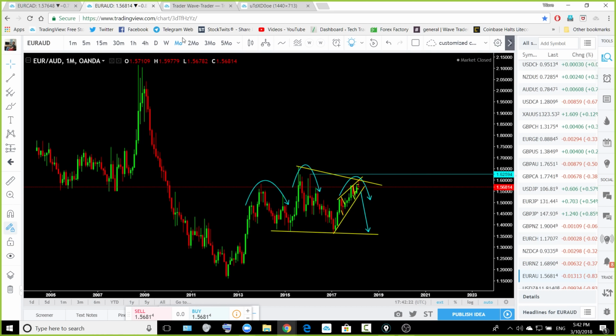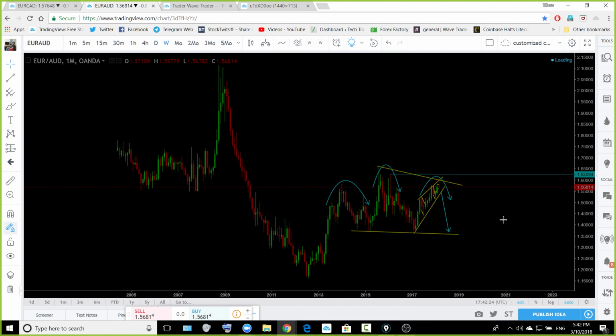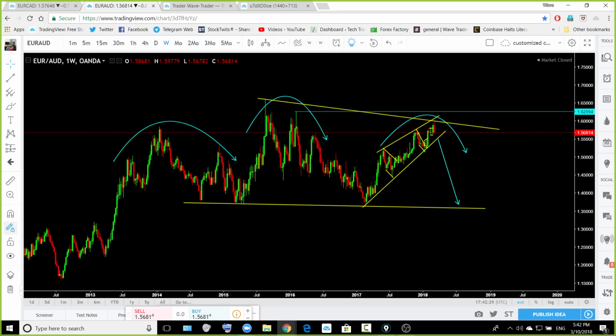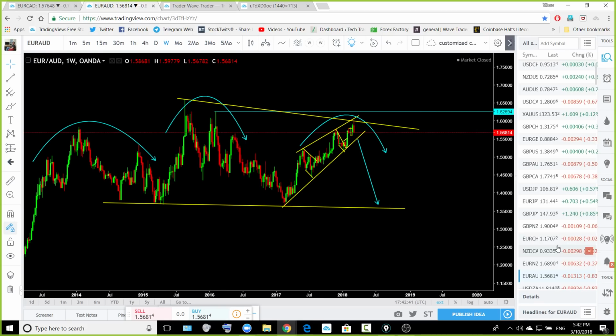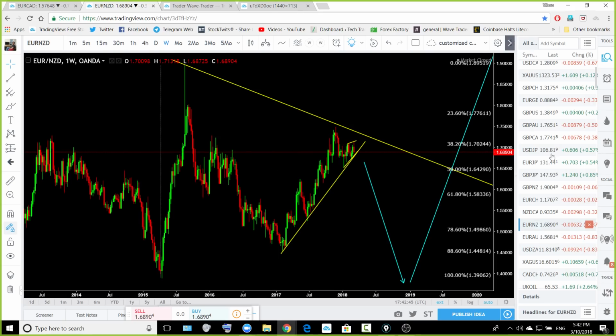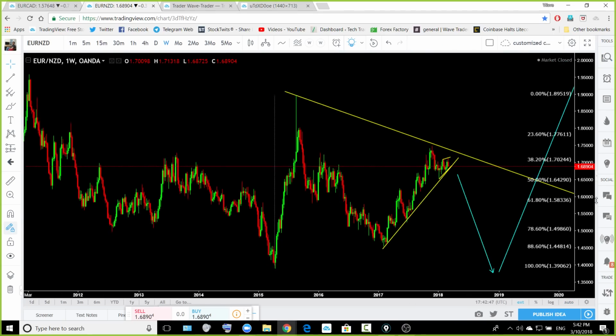You see that this chart has also extended a lot. This wave has extended a lot. Now it has to get down. Euro USD has to get down. Euro New Zealand dollar has to get down. Euro CAD has to get down. Pound CAD has to get down. Euro CHF has to get down.